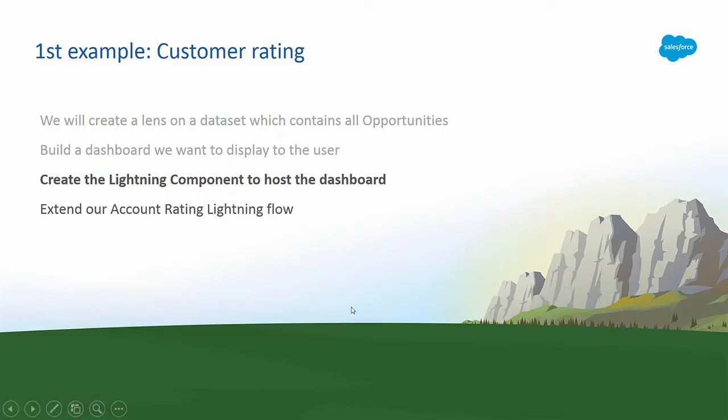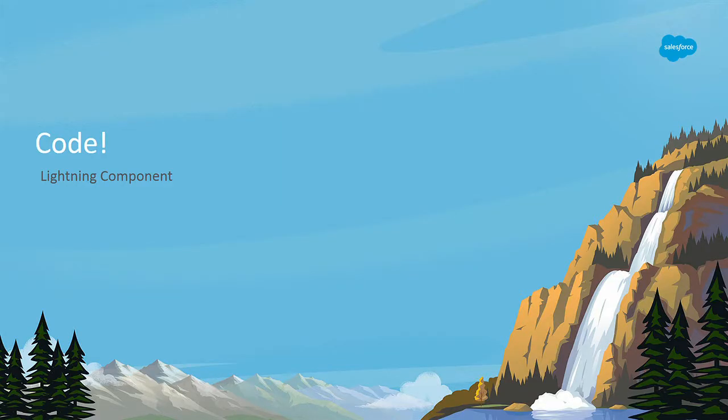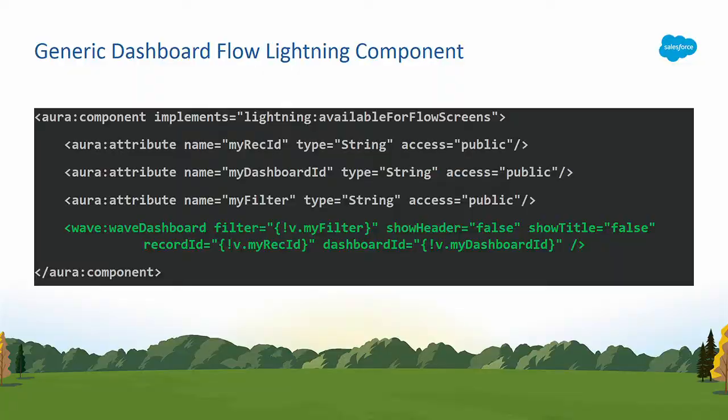All right, nice, thank you. So now we have our lens and our dashboard running, and in the next step, we want to create a generic reusable Lightning component to actually host the dashboard for the user. So there's going to be some code showing up. This is all the code we need to display it in the flow, which you saw on the first screenshot.